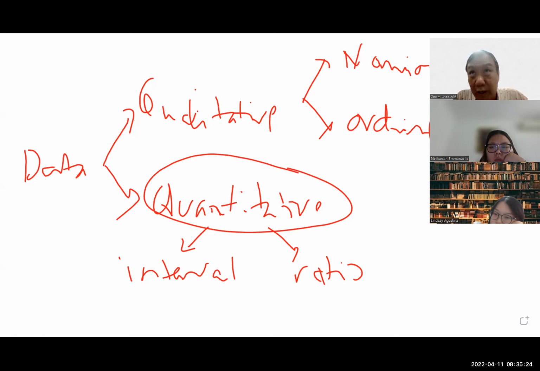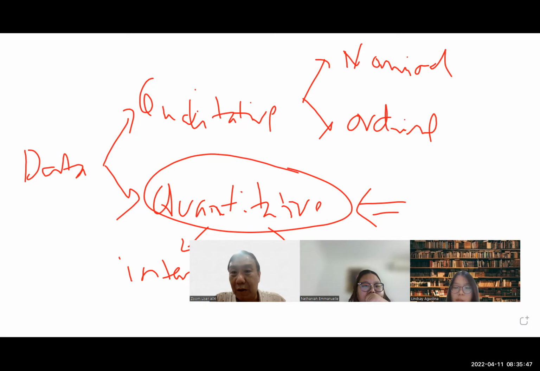Okay, so today we will discuss filtering, correlation and regression. Basically what we are discussing today is only for quantitative data analysis. Next time we'll discuss machine learning, which covers both qualitative and quantitative. So remember, today our data must be quantitative.